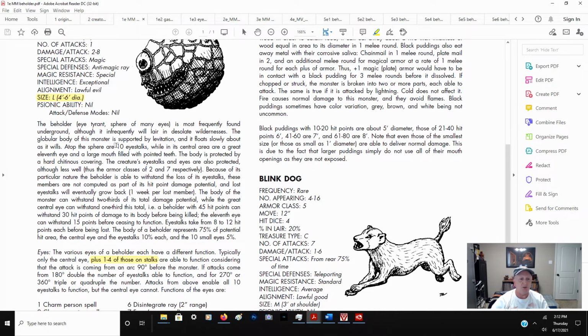So they just give you a little description here in this first paragraph, tell you how they might live in a very desolate wilderness, but most of the time they're going to be found underground.